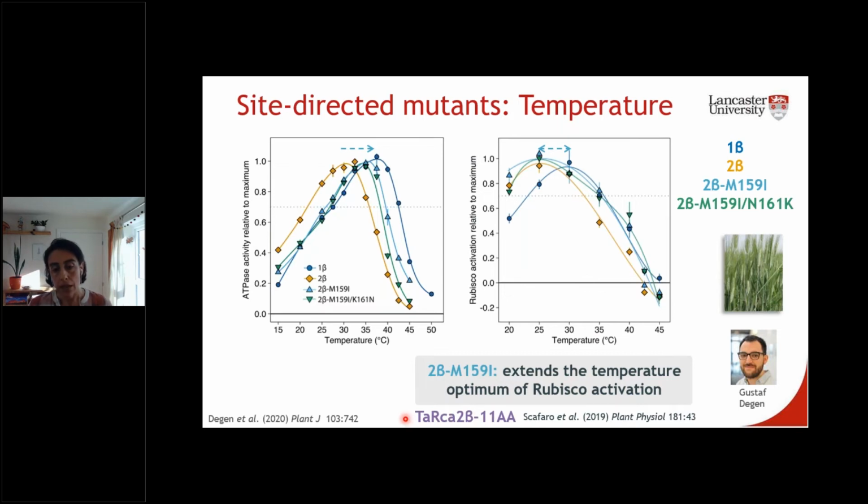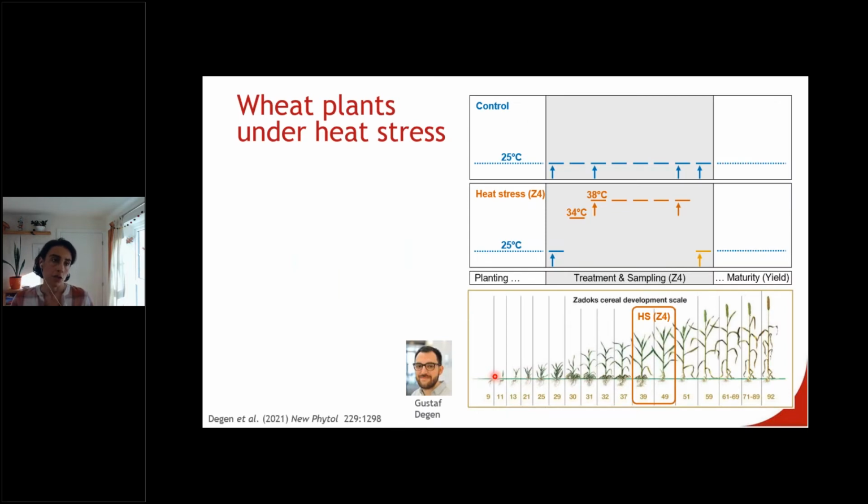At about the same time, another group published some results showing that several mutations on the same protein, the one that has the lower temperature optimum, also increased thermal tolerance. And these mutations included the mutation that we were looking at. Now, Gustav was interested to know what happens in plants.